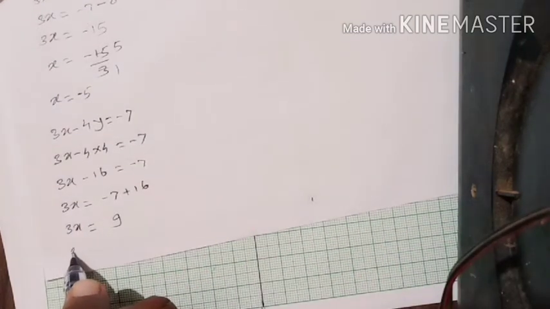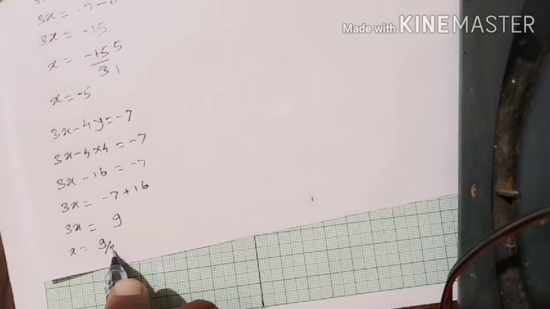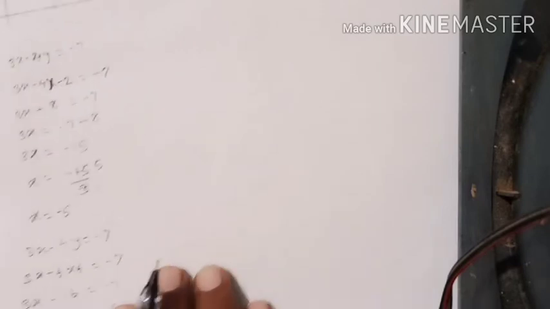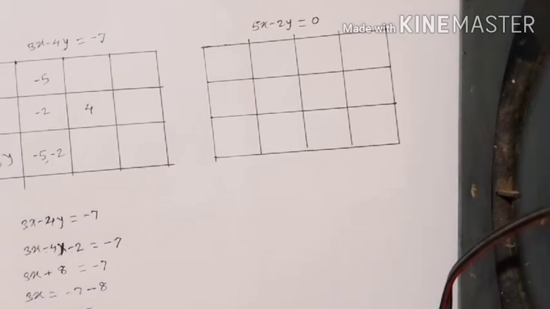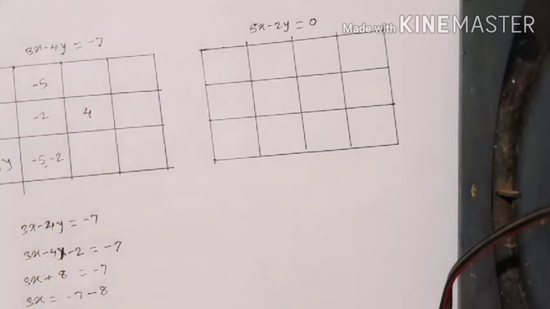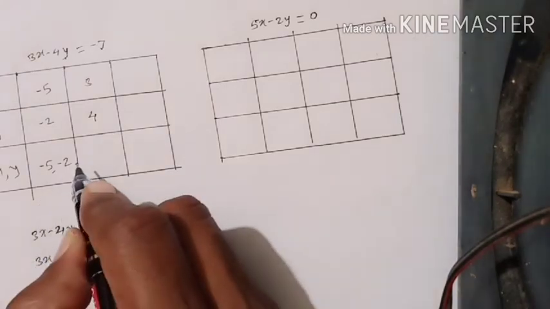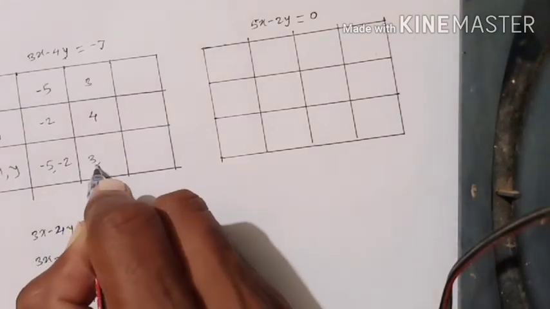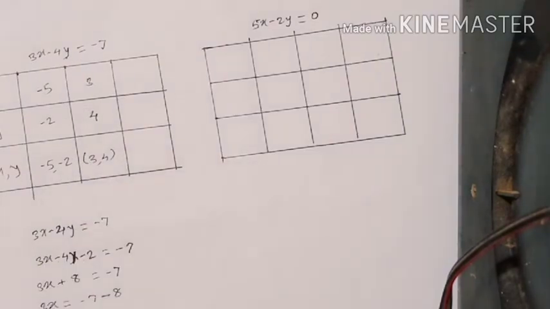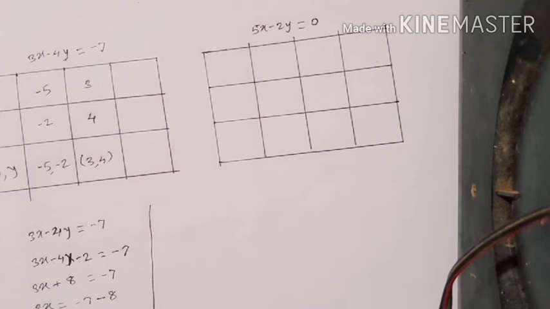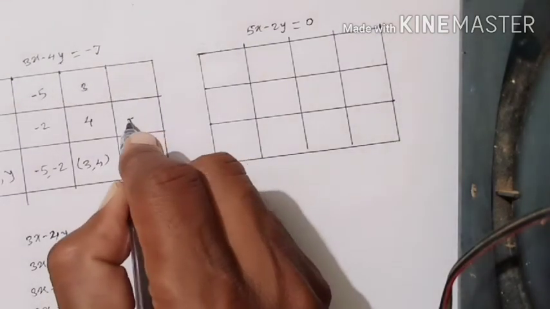Therefore, x is equal to 9 by 3. 3 ones are 3 and 3 threes are 9. Therefore, x is equal to 3 here. Then we will write the value of x in the box here. When we put the value of y as 4, we got the value of x as 3 here. And the coordinate of the point will be 3, 4. Now boys, only the third box remains, and in the third box we will put y is equal to minus 5.